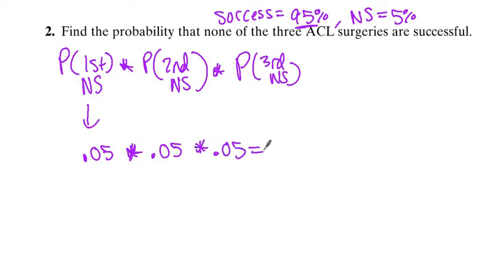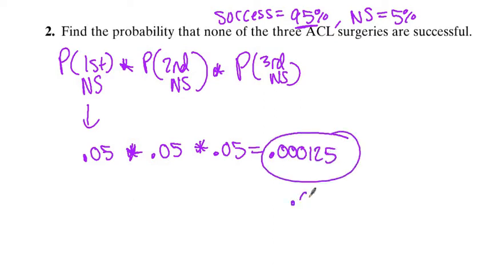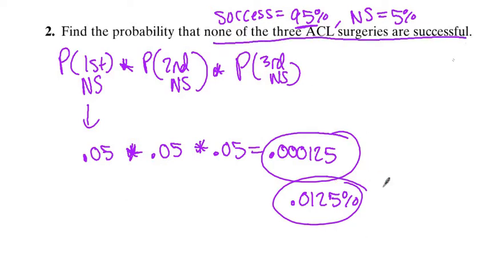It turns out to be a pretty small number. I think it's this right here. So that is the chance. That's actually a 0.0125% chance that none of them would be successful. If you have a doctor that's getting 95% right, the chance that he's going to get 3 in a row that all fail, it's practically 0. And you can see that right there.